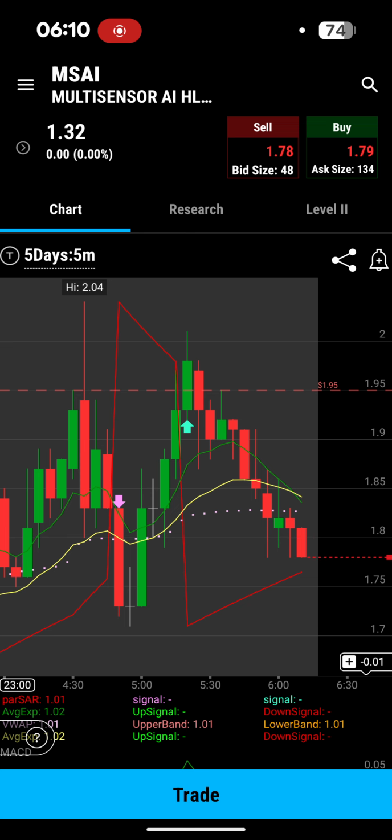Float rotation, high relative volume, low float, 24 million is low. News, high percentage gainer pre-market, and that's about it.